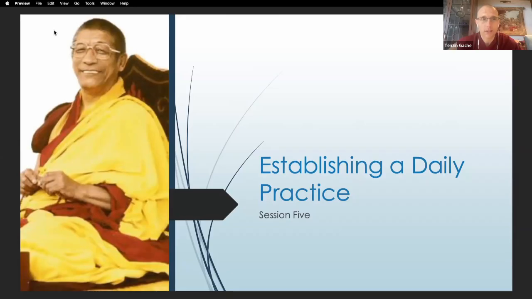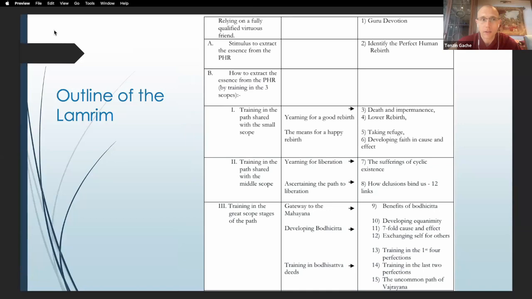Okay, so here we have establishing a daily practice, session 5. Here is the outline of the Lamrim. As I just said, we'll first discuss what these topics are, and then I'm going to go through them one by one.